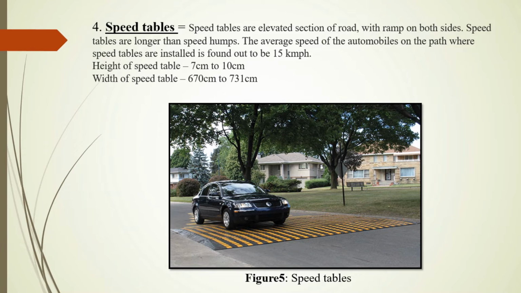The average speed of automobiles on a path where a speed table is installed is found to be 15 km per hour. The height of speed tables is 7 centimeters to 10 centimeters, and the width of a speed table is 670 centimeters to 731 centimeters. It is majorly used on VIP roads.